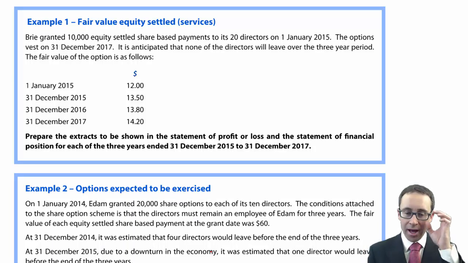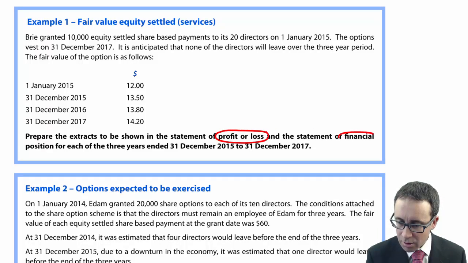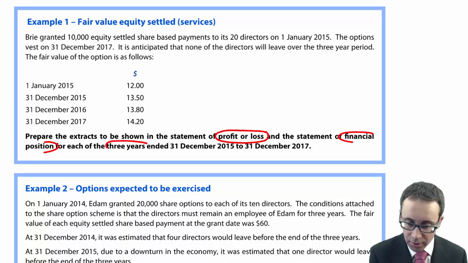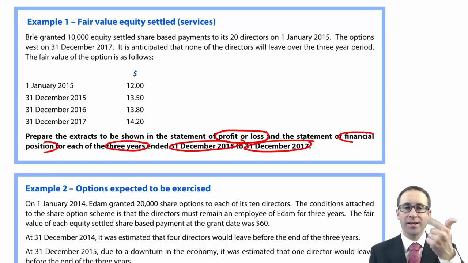So let's go through and have a look at the first example. It says there, prepare extracts to be shown in the statement of profit or loss and the statement of financial position for each of the 3 years. So not just for 1 year. So is it there for the 3 years from December 2015 all the way to December 2017? Okay, so 15, 16, 17 are 3 years.